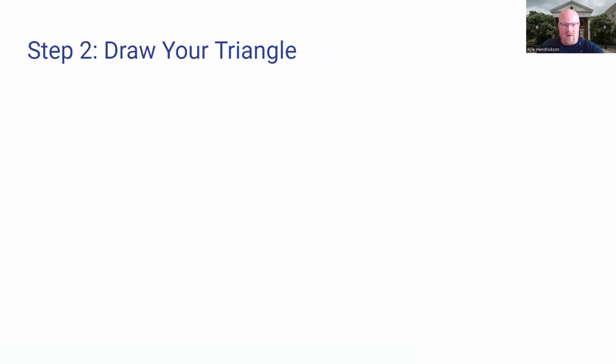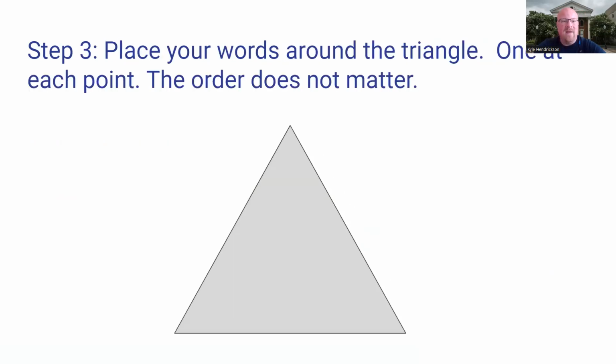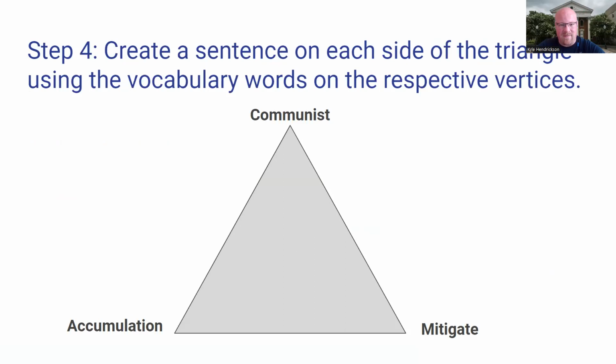Step 2, draw your triangle. Again, an equilateral triangle works best for the exercise. Step 3, place your words around the triangle, one at each of the vertices. So accumulation, communist, mitigate. The order doesn't matter. It does not matter which order you place them in, because you're going to be creating a sentence on each side of the triangle with the 2 words at the vertices on that respective side.